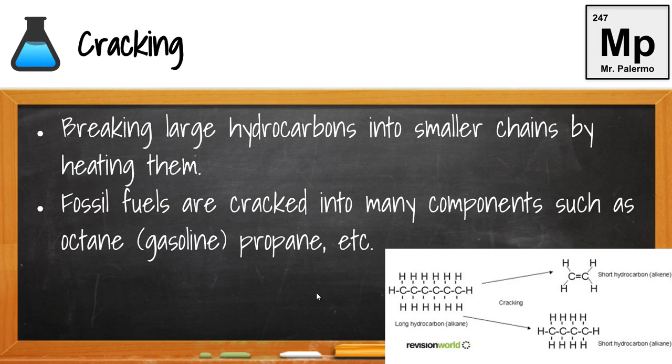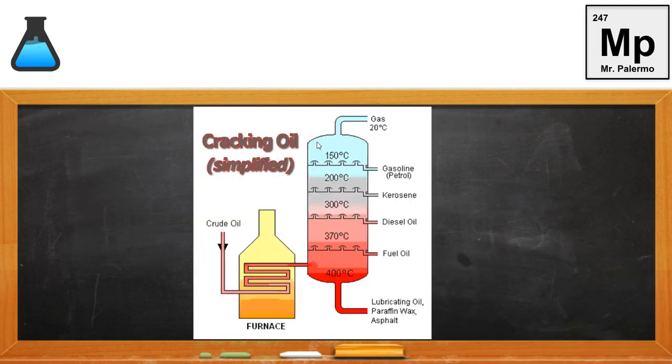The next type of substance we're going to produce are some of our useful fossil fuels, things like gasoline and propane, and this is done through a process called cracking, where we're breaking large hydrocarbons, long chains of C's and H's, into smaller chains by heating them. Fossil fuels are cracked into many components, such as octane gasoline, propane, etc. It's done using this simplified version here, where we take crude oil, put it in a furnace, heat it, and then it's distilled or separated out into the various components at various temperatures.